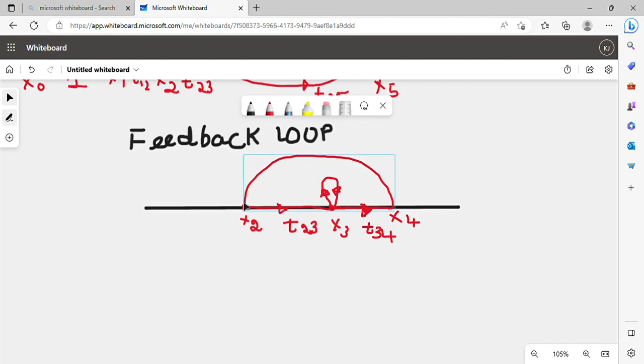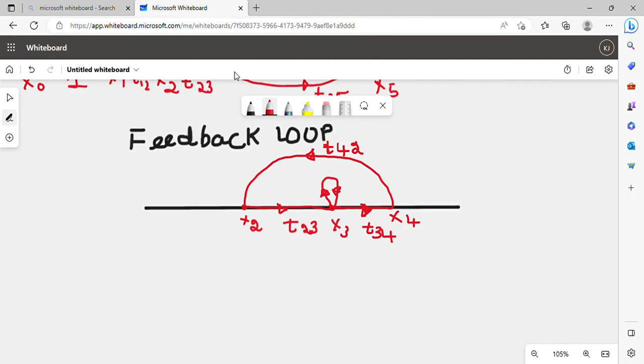In this diagram you can see that it is passing through x3 and x4, but it is not tracing x3 and x4 once again. That is why I call it my feedback loop. What is a feedback loop? It will emerge from a particular node and terminate at the same node. It will pass through at least one or two nodes, but it will not trace those nodes again.